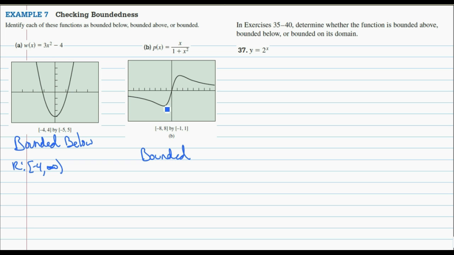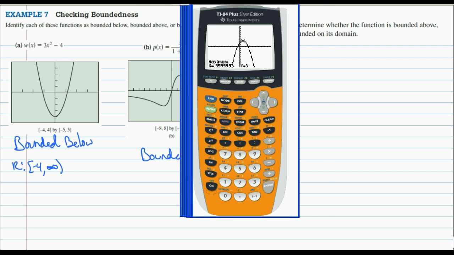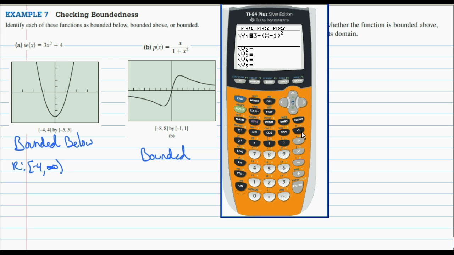I don't really know what this negative value is or what this positive value is where the graph goes down and up to, but I can find that on my calculator. X divided by, now my denominator needs its own set of parentheses, 1 plus x squared. And then I'm going to change my window to exactly what the book wants it to be, -8, +8 for my x min and x max, and then -1 and +1 for my y min, y max.